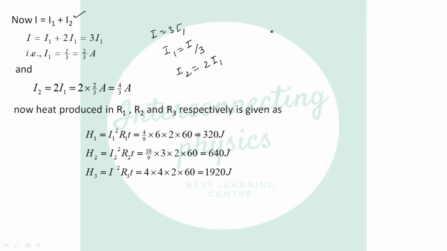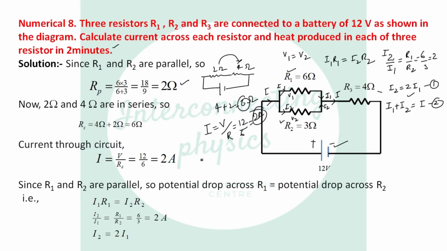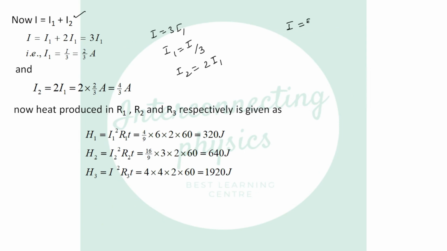What is I here? I is 2 ampere. So what will be I1? It is 2 divided by 3 ampere. What is I2? It is 2 into 2 divided by 3 ampere, which is 4 by 3 ampere. Okay, do you understand? That is this resistor, and this resistor.